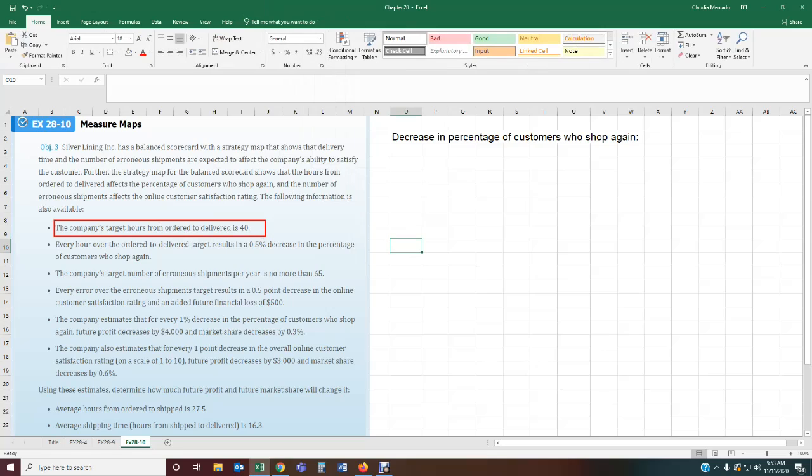Okay, the company's target hours from ordered to delivered is 40 hours. Pretty tight margin there. So the company's target from the ordered to delivered is 40.